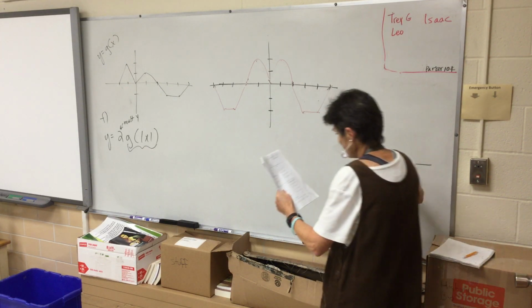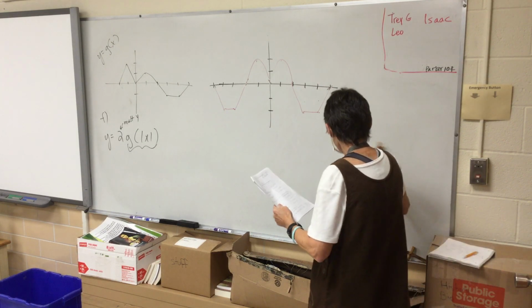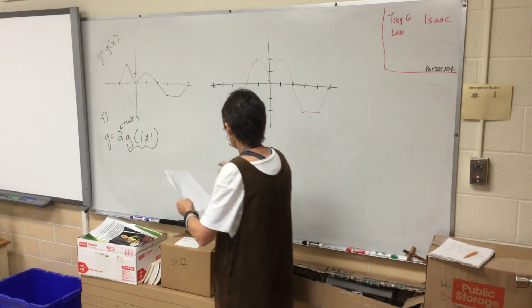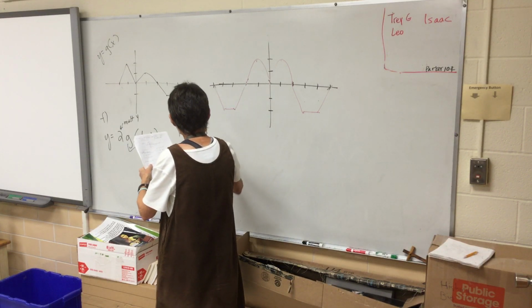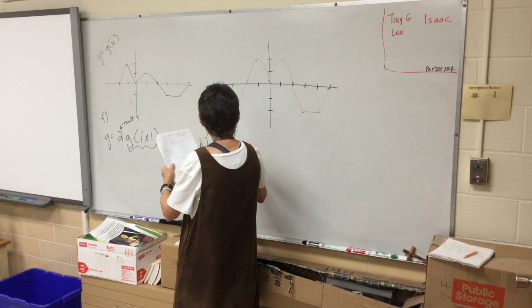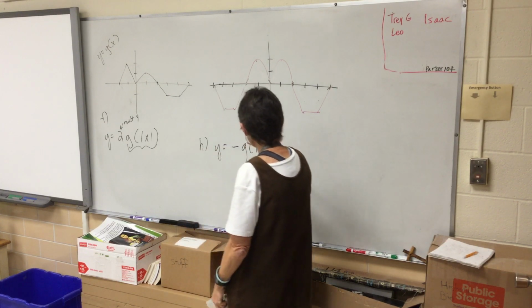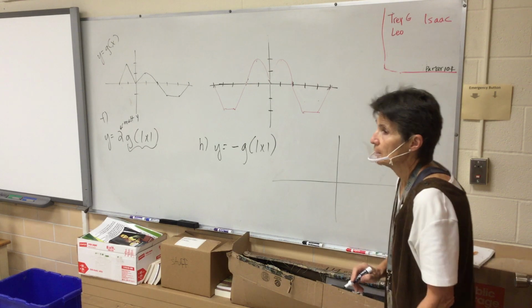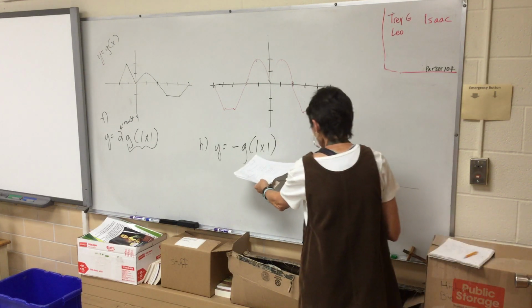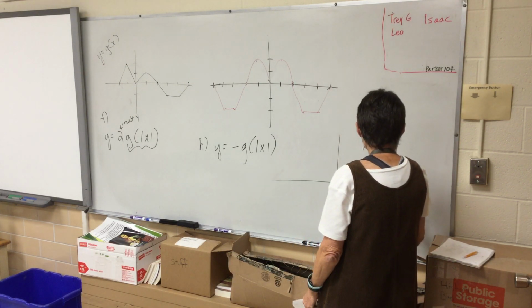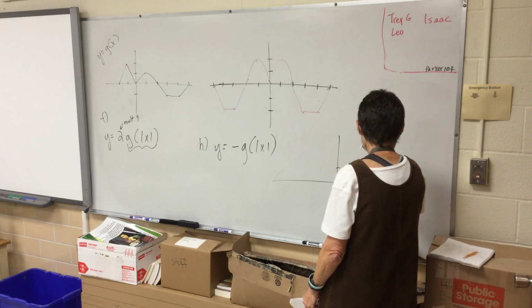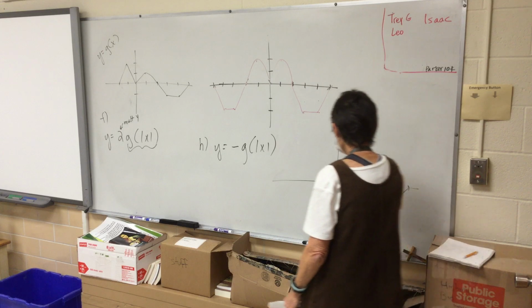All right, one more. You want to do E, G, or H? H. All right, H says negative of the absolute value of x. So first we do this part right here, which says whatever was on the right, draw it on the left.